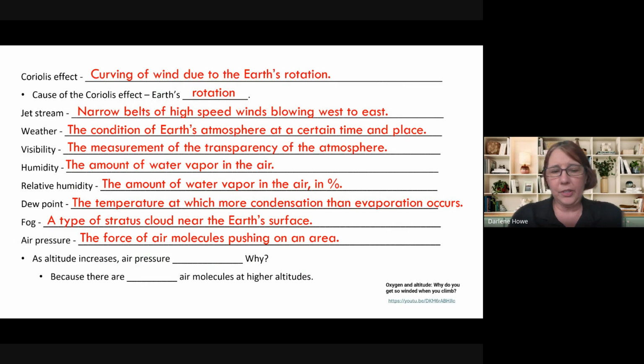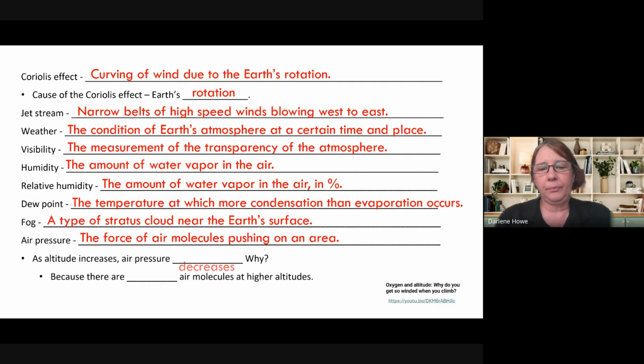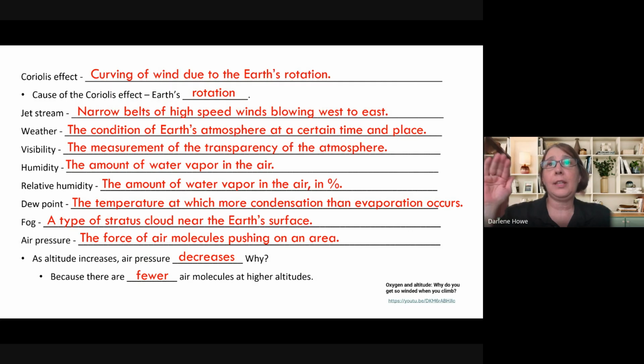So that's the answer to the next question. As altitude increases, as you climb up the side of the mountain, air pressure decreases, it goes down. And why does air pressure go down? Because there are fewer air molecules at higher altitudes. So don't mistake the concentration of air that we breathe at altitude as being different. It's just that there are way fewer molecules than there are down at sea level.